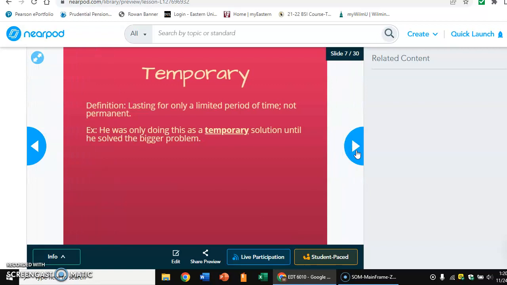Temporary means lasting only for a limited period of time, and it's not permanent. An example of temporary in a sentence is, he was only doing this as a temporary solution until he solved the bigger problem. What that means in this example is that this was not the permanent solution. This was not the be-all, end-all. This was simply short-lived and not lasting forever.